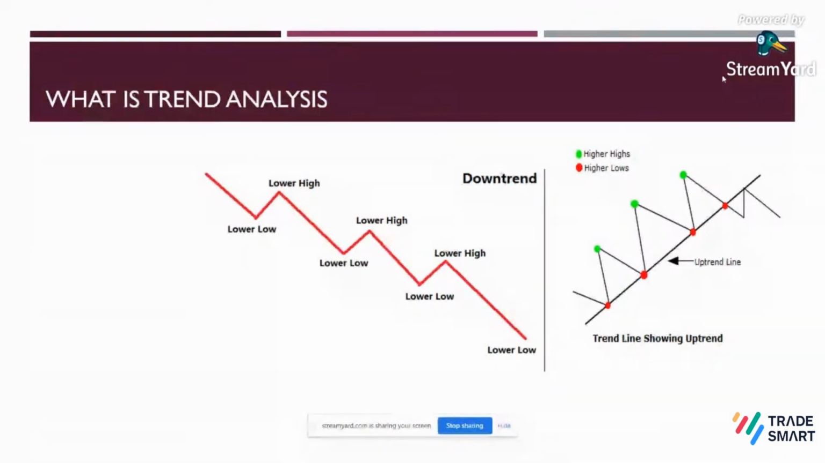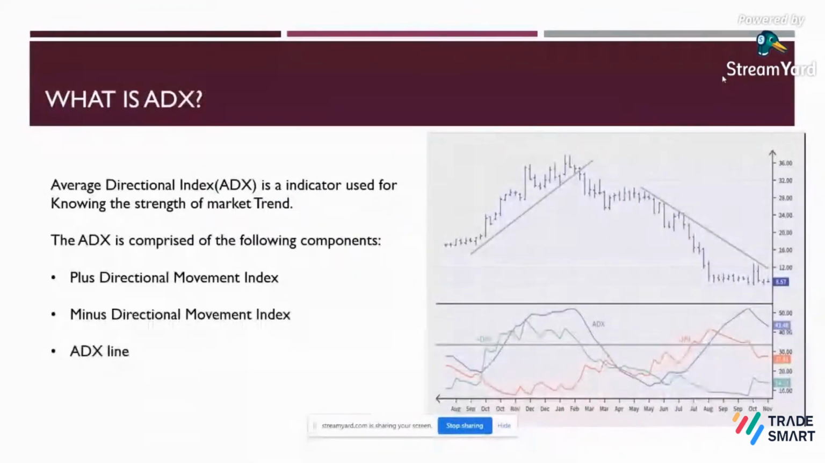And guys, I want to give you a trader's perceptive tip: master trend analysis techniques, because most of the traders who make good money in the market follow trend analysis. So now we come to what is ADX. The full form of ADX is Average Directional Index. The ADX is a creation of technical analysis legend J. Welles Wilder.